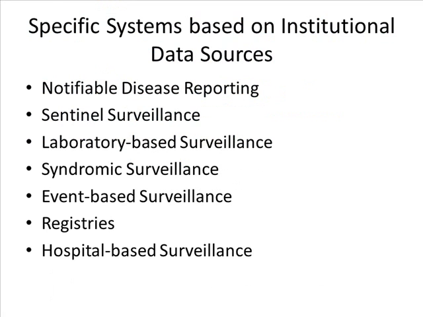Slide 22. Specific systems based on institutional data sources are notifiable disease reporting, sentinel surveillance, laboratory-based surveillance, syndromic surveillance, event-based surveillance, registries, hospital-based surveillance. Do you remember them?